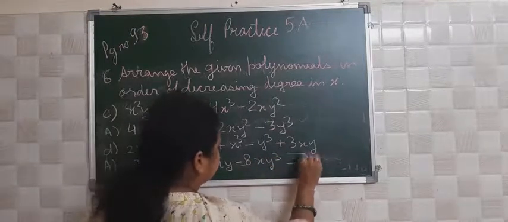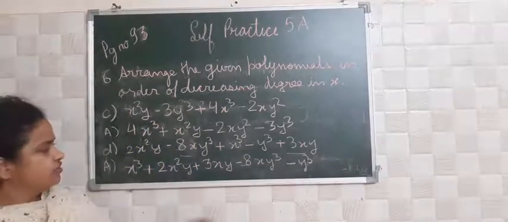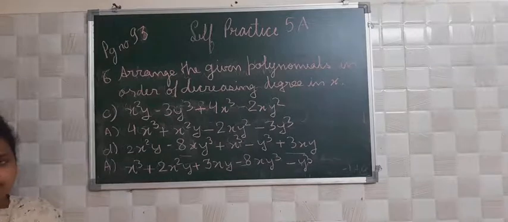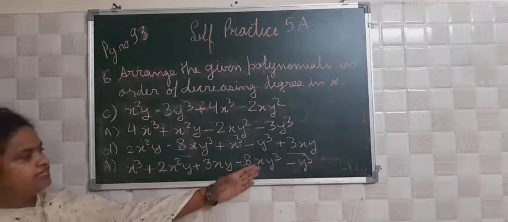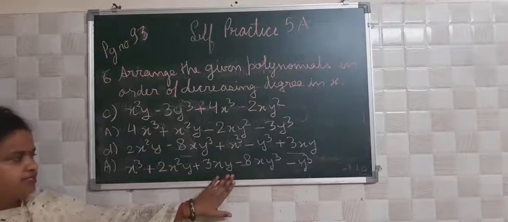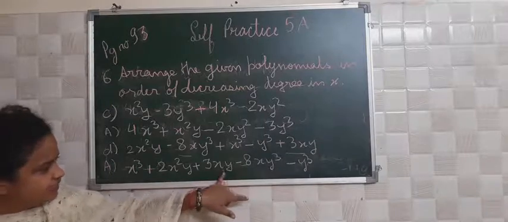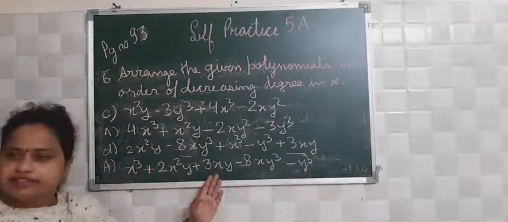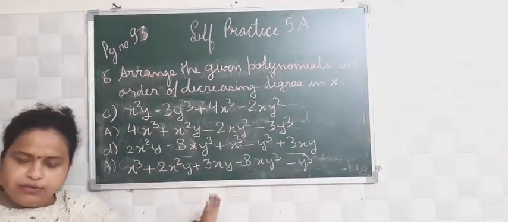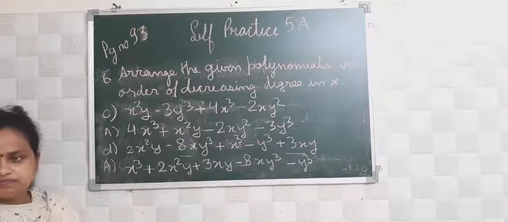Then which is remaining? Minus y cube. Okay. So what you have done? Taken decreasing order of degree of x. So here both are the same because x has one power only. So you can take this first or this first, no problem. But as we are taking y in increasing power, it's better to take 3xy first. But there will be no difference if you take 8xy first and 3xy after that.